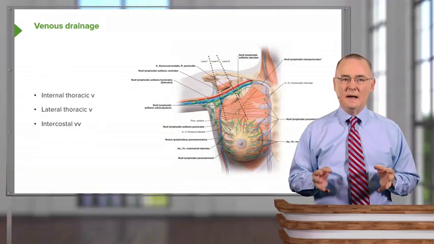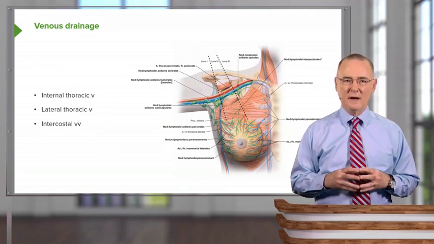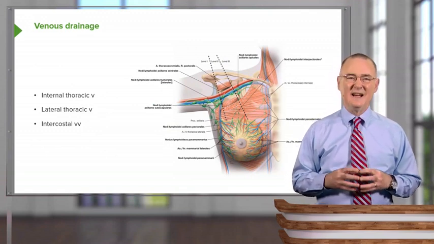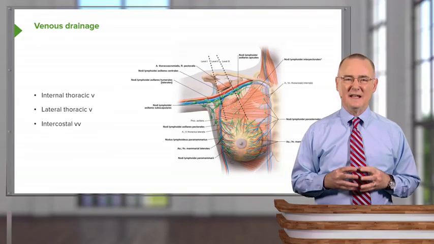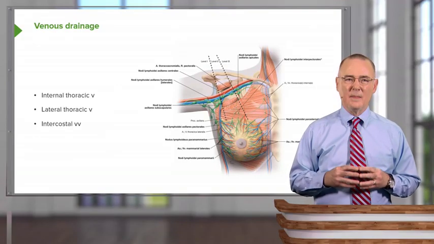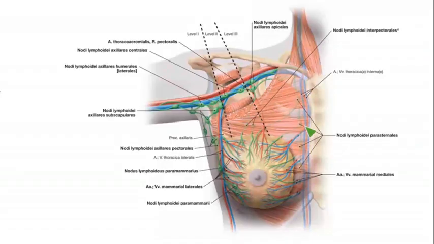Venous drainage is primarily through these three veins: the internal thoracic vein, the lateral thoracic vein, and then the intercostal veins. The internal thoracic vein is shown here, and it accompanies the internal thoracic artery, and so you can see some venous blood draining toward the internal thoracic vein. We also have our lateral thoracic vein accompanying the lateral thoracic artery, and similarly you can see some of the delicate branches that are draining blood from the lateral margins of the breast into the lateral thoracic vein.